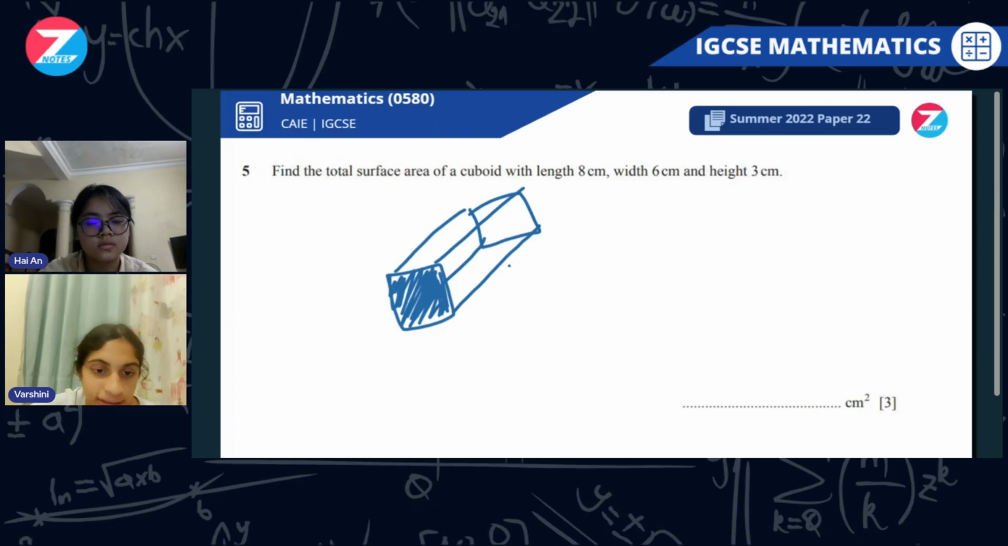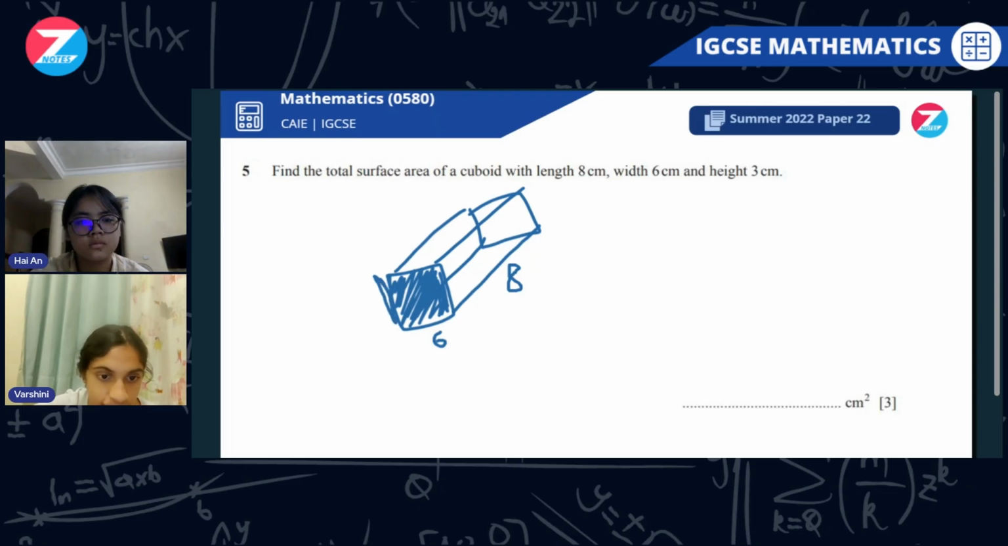So we know the length, this side, is going to be 8. We know the width, this is going to be 6. And the height over here, this length is going to be 3. And they want us to find the total surface area. So what we need to do is calculate each face side. So first we have this face, this front face.